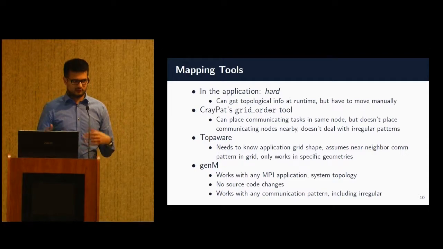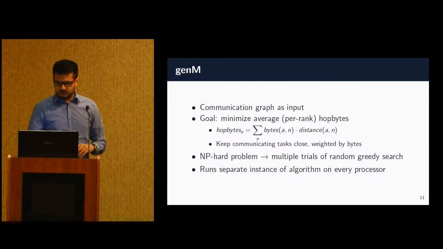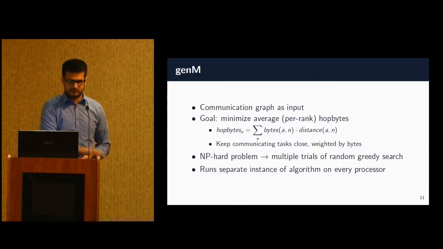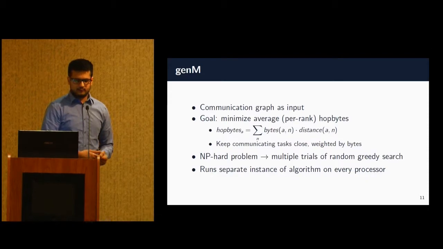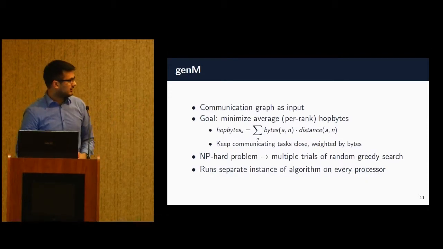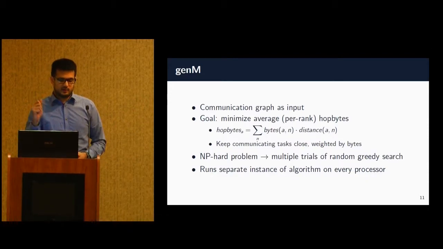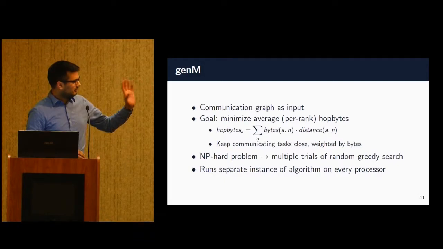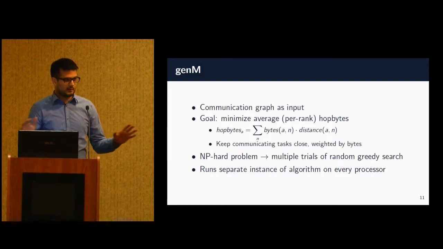And basically what this does is just does a big search. GenM in particular takes the comm graph that comes out of Topo Profiler as input. Then we try to minimize the average per rank hop bytes. So you see the formula for hop bytes there. It's basically just the number of bytes you send from one rank times its distance to its communicating neighbors. So bytes times distance, we sum all of that up, and we want to minimize that for every rank in the job.